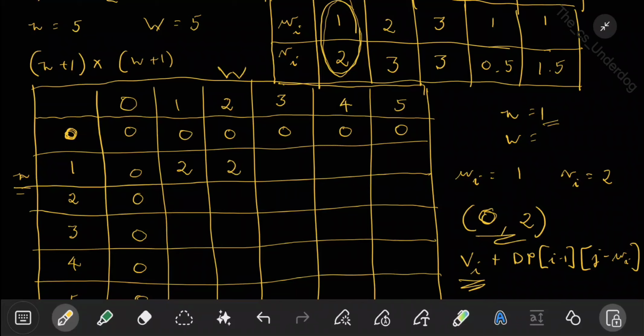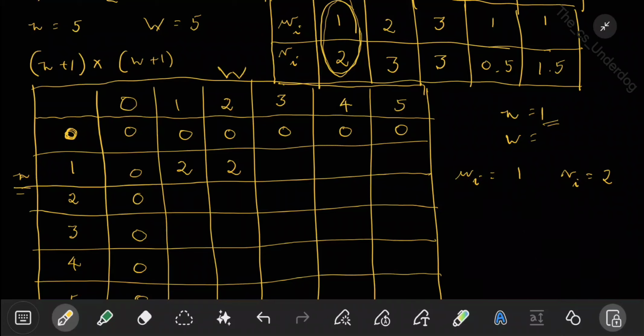Now we are going to fill a bit faster because it will be repetitive. What about the next entry? dp of 1, 3. While entering dp of 1, 3, you have to check the one right above it and the one in the same row, but you have to decrease the weight of the item. The weight of the item is 1, so you have to take this one. Either it is the value of the one right above, 0, or it is the value of this one plus the value of the item, which is 0 plus 2. Which is larger? 2 is larger. So I'll take 2 here.